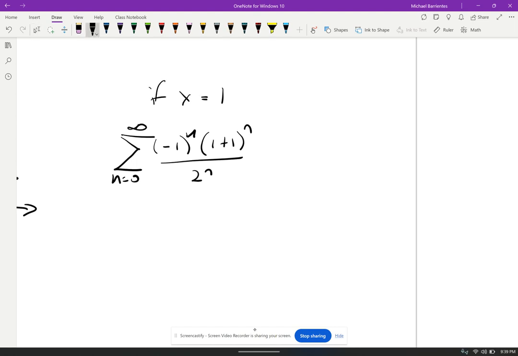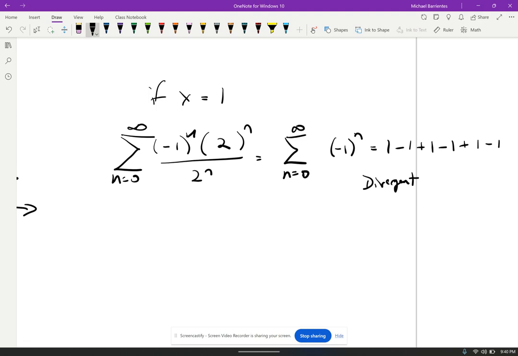1 plus 1, that's going to give me 2. And 2 to the n divided by 2 to the n is just 1. So really, I'm just left with this. Does this converge or diverge? Well, this is an oscillating sequence of numbers, right? Because I start by substituting 0 and I get 1, and then I substitute 1 and I get -1, substitute 2 and I get positive 1, -1, positive 1, -1, and this is divergent.